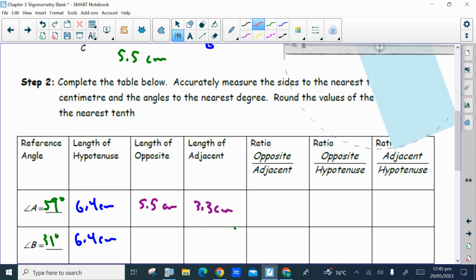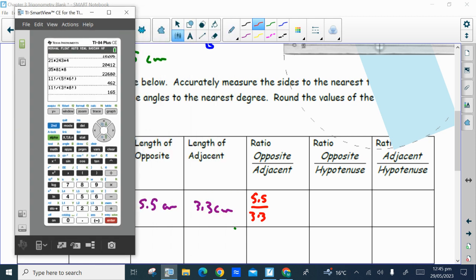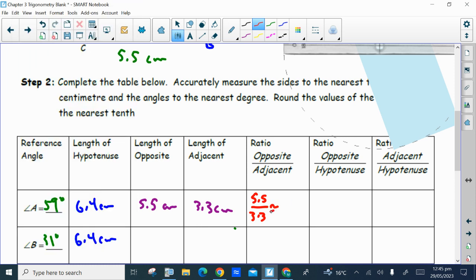Then it asks us to write these ratios. What is the ratio of the opposite over the adjacent? The opposite is 5.5, divided by the adjacent, which is 3.3. If we take our calculator and figure out what that is as a decimal, 5.5 divided by 3.3 is 1.6 repeating. Or if we round to the nearest tenth, 1.7.